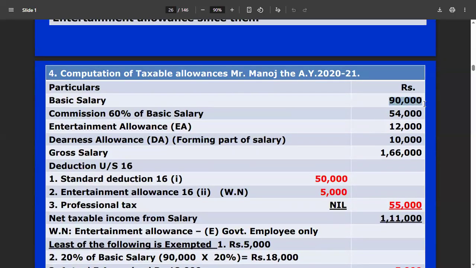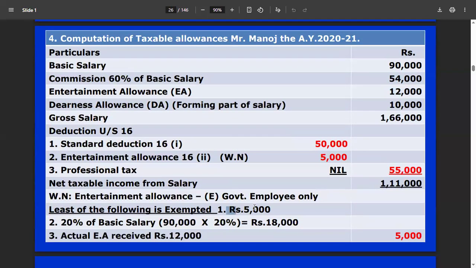So his basic salary will be as it is, commission will be as it is, entertainment is 12,000, which we add in the basic salary, and now we'll find what is exempted. So first condition is rupees 5,000. Second condition is 20% of basic salary, that is 18,000. And third, actual allowance received, that is 12,000. So if I compare 5,000, 18,000, and 12,000, lowest amount is 5,000.